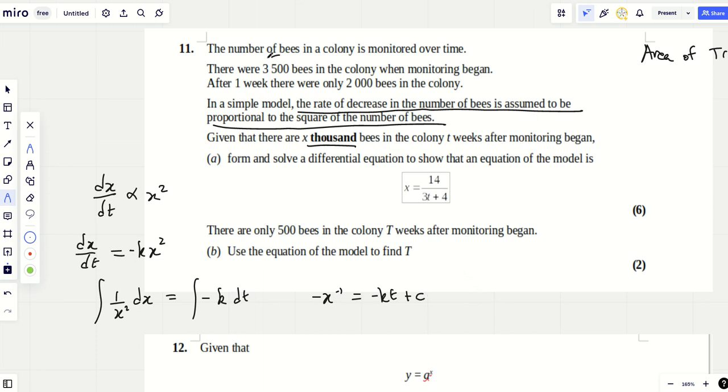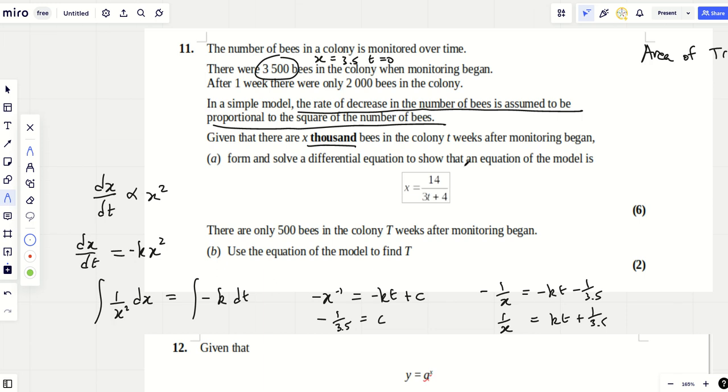Now we've got some initial conditions because when x is 3.5, t is 0. That's because initially the population was 3,500, but that's in thousands. So x is 3.5, t is 0. So here we've got minus 1 over 3.5 equals c. Brilliant. So I now know that minus 1 over x is minus kt minus 1 over 3.5. I think the first thing I'm going to do here is times it all by minus 1.